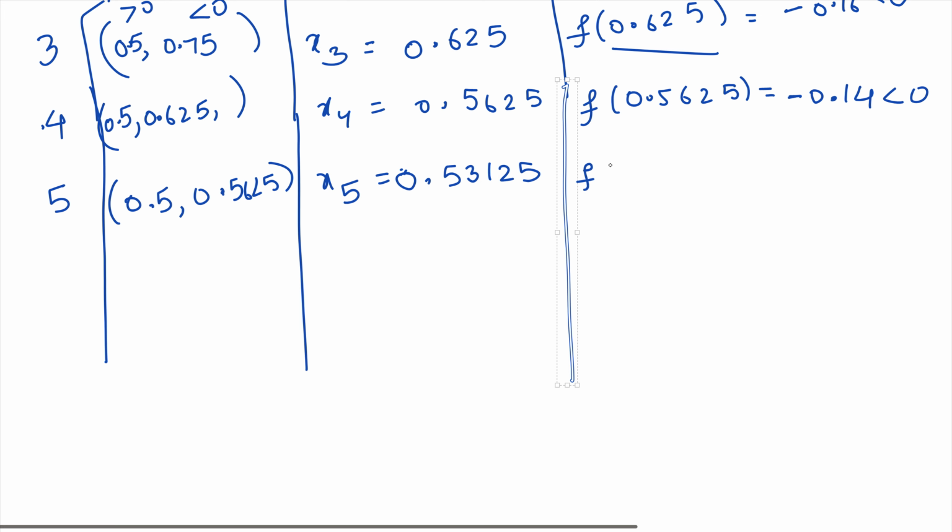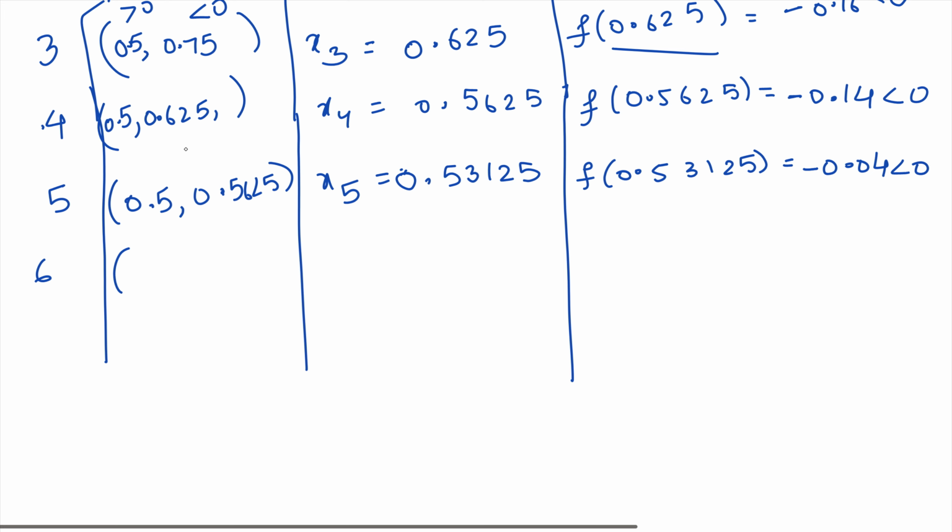So f of 0.53125 is minus 0.04, which is less than 0 again. Okay, so here I did a small mistake, that is we have to actually round to 3 decimals. I have written the entire value. So I think it would be good if we round, we'll get the answer more quickly. But anyways, I am continuing.